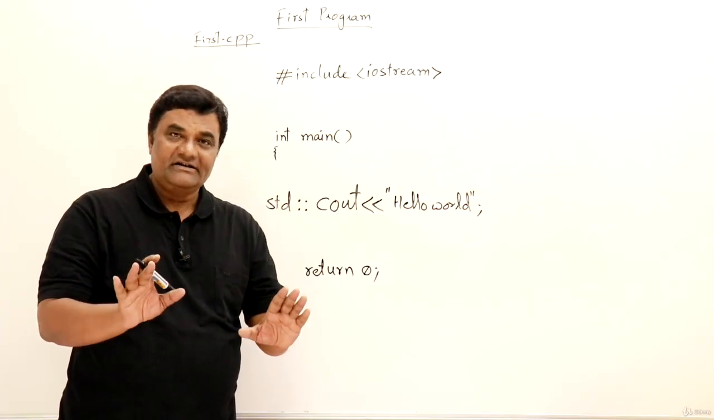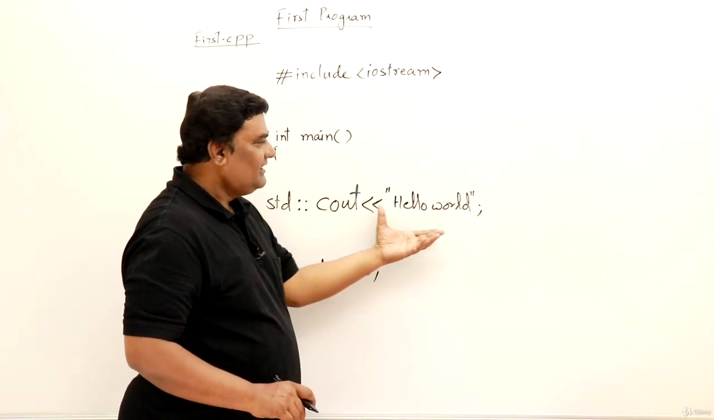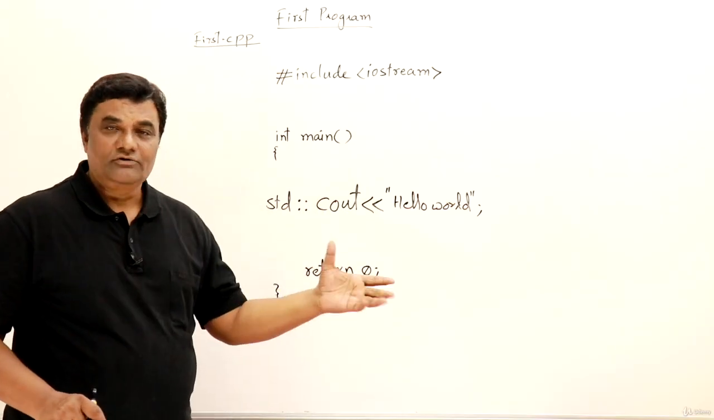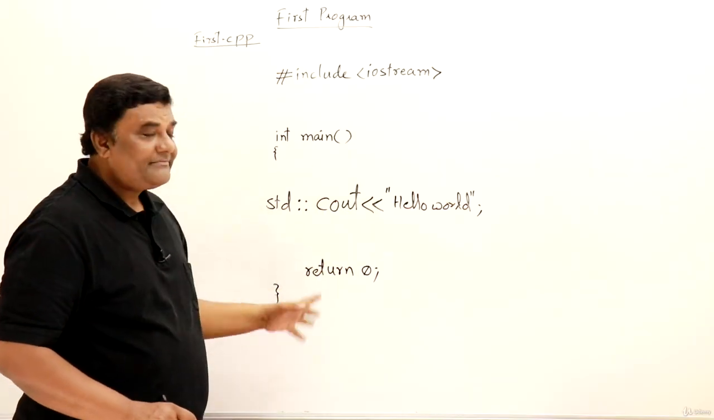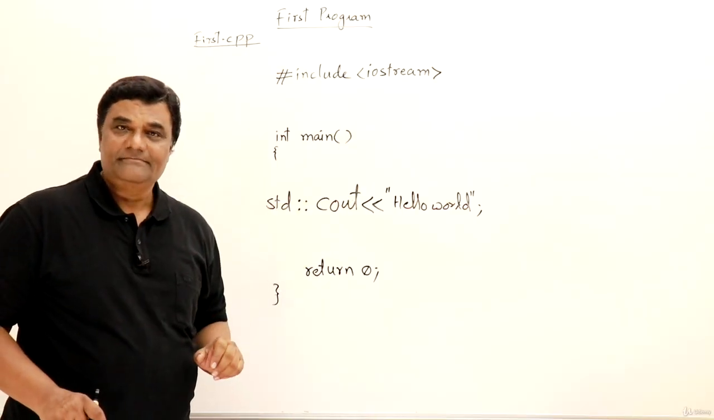So the correct method is to write std, scope resolution, then cout and whatever you want to give. This is how we use the cout object. Now this is a perfect program. If you run it, you will get hello world on the screen.